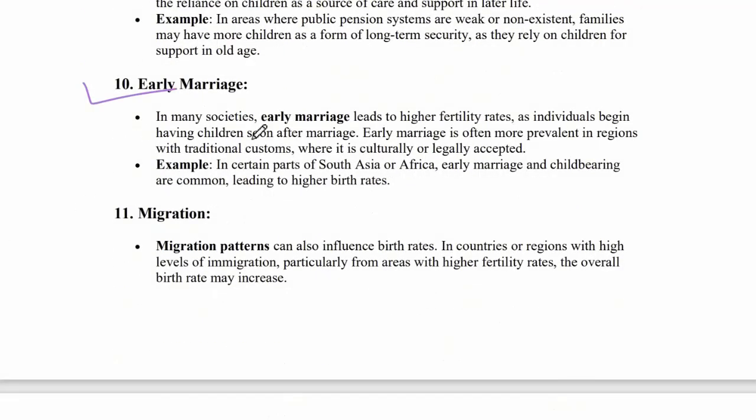Early marriage. In many societies, early marriage leads to higher fertility rates as individuals begin having children soon after marriage. Early marriage is often more prevalent in regions with traditional customs where it is culturally or legally accepted. In certain parts of South Asia or Africa, early marriage and childbearing are common, leading to higher birth rates. In fact, even in India, in most of the villages, especially rural areas, the girls are married off even at the age of 16, even today also, and that's a fact. It is not openly accepted, but that's a fact.